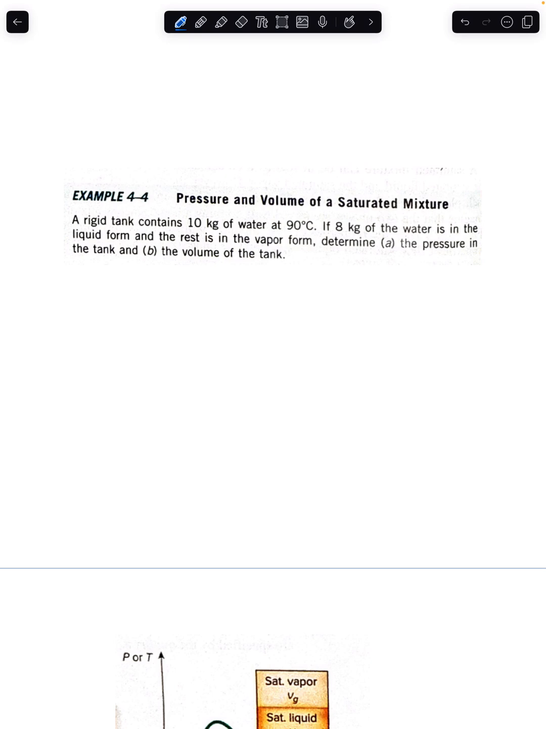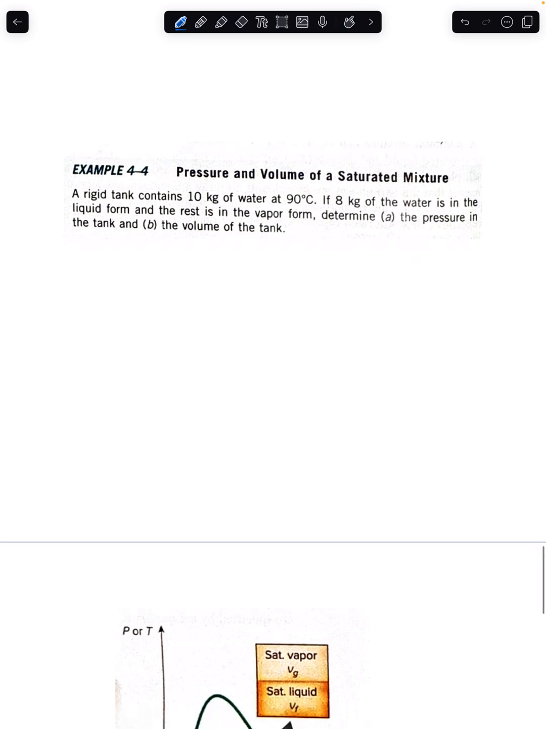So the problem says a rigid tank contains 10 kilograms of water at 90 degrees Celsius. If 8 kilograms of water is in the liquid form and the rest is in vapor form, determine the pressure in the tank and the volume of the tank. So, like I said, solution.